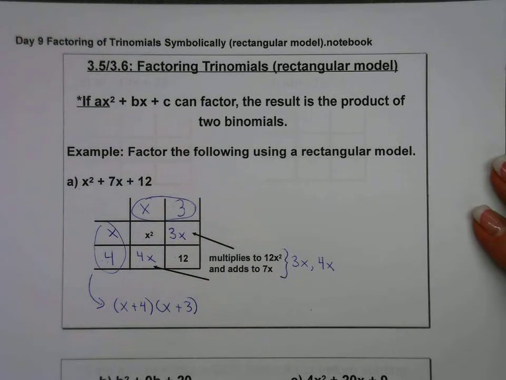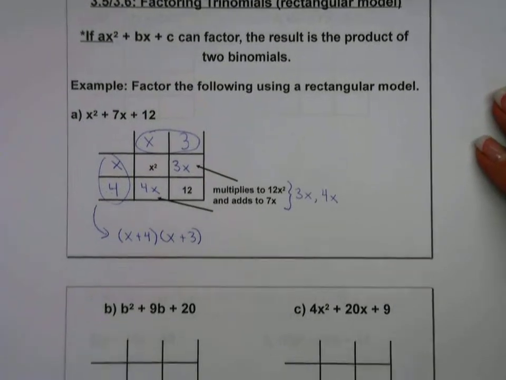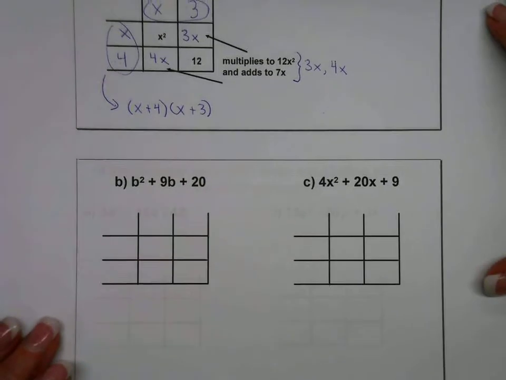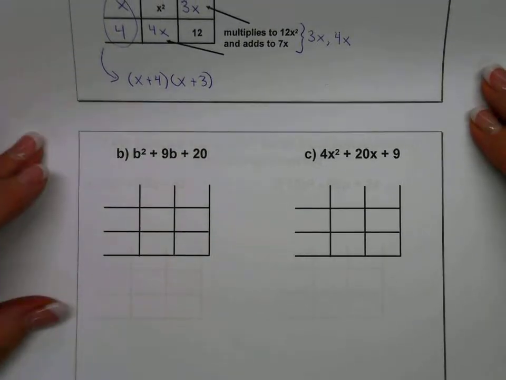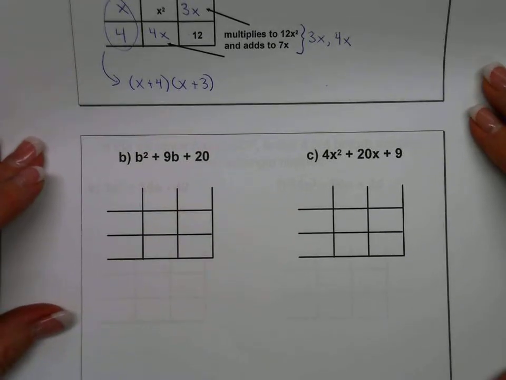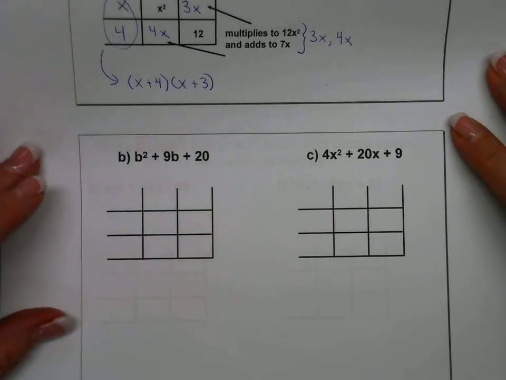Now, we'll go through a couple more examples that you'll want to copy into your notes, and then you'll try some yourself as well. So looking at the bottom of that page, we've got a couple other situations. Now, when you're trying to factor the b squared plus 9b plus 20, we're going to fill in two parts of the area.